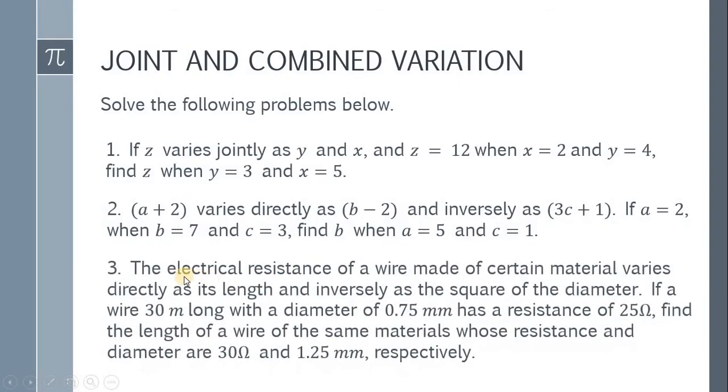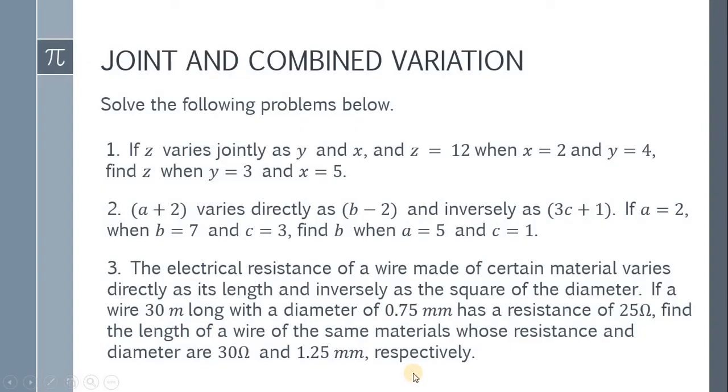Number 3. The electric resistance of a wire made of a certain material varies directly as its length and inversely as the square of the diameter. If the wire 30 meters long with a diameter of 0.75 millimeters has a resistance of 25 ohms, find the length of a wire of the same material whose resistance and diameter are 30 ohms and 1.25 millimeter respectively.